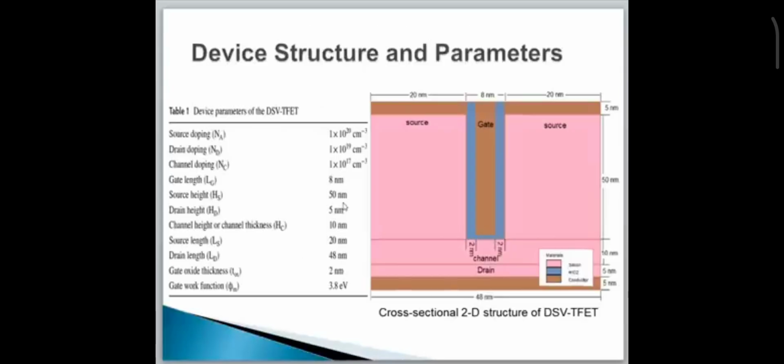This is the proposed structure. Source doping is 10 to the power 20. I have already told you about these parameters. You can note down these parameters for designing and simulation of the dual source vertical TFET.